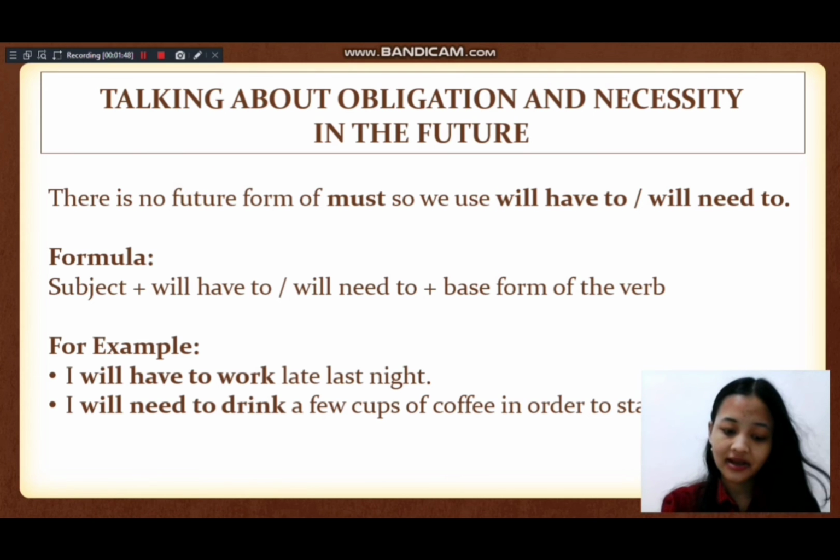We have seen obligation and necessity in the past. Now, let's talk about obligation and necessity in the future. Because there is no future form of must, we have to apply another form in the sentence. We can use this formula: subject plus will have to or will need to plus the base form of the verb. For example, I will have to work late tonight. I will need to drink a few cups of coffee in order to stay awake.